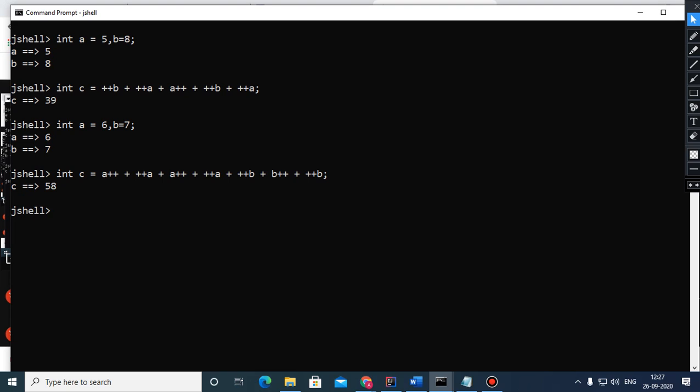Now, some different type of questions. Suppose the value of A is 6, and here I am writing A minus equals A plus plus plus minus minus A. What is the answer? What is the answer here?